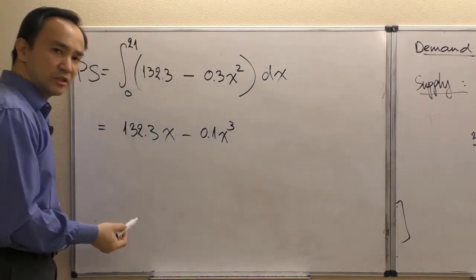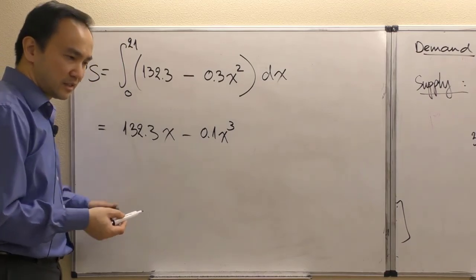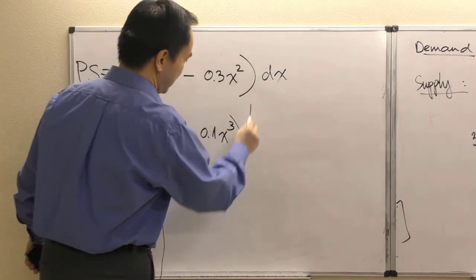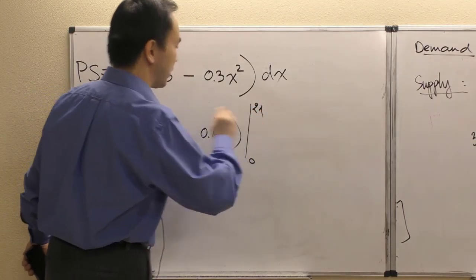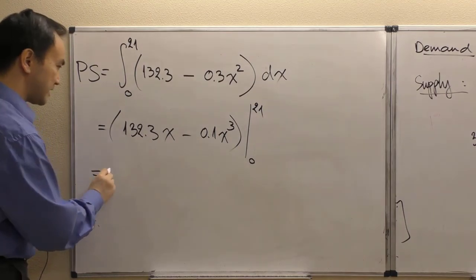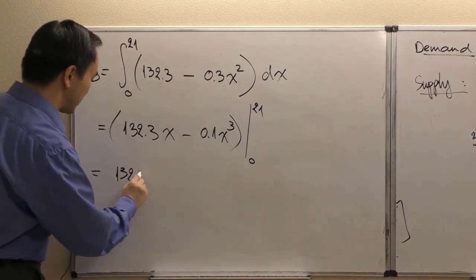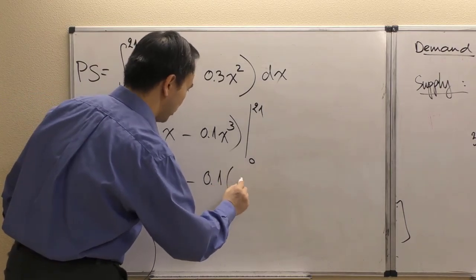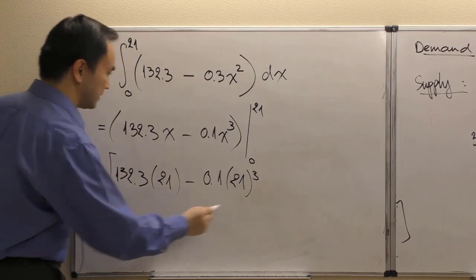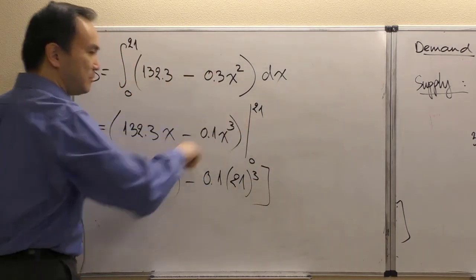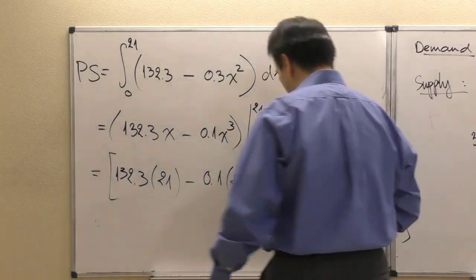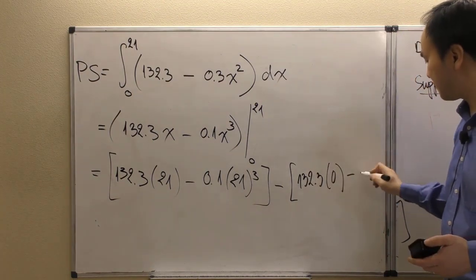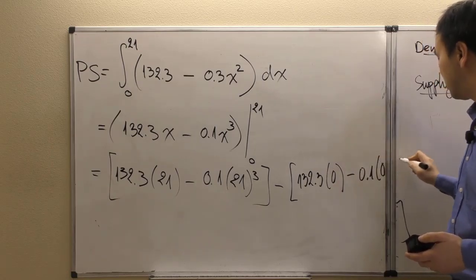Again, allow me to assume that viewers of this video lesson are already very familiar with how to find an antiderivative, so I can speed up that process here. Then evaluating from 0 to 21, the next step comes out as follows: 132.3, multiplied by 21 substituted for every x variable, and 0.1 times 21 cubed. That's our antiderivative evaluated at the upper limit. Now I'm going to subtract 132.3 multiplied with 0, and subtract 0.1 multiplied with 0 cubed.